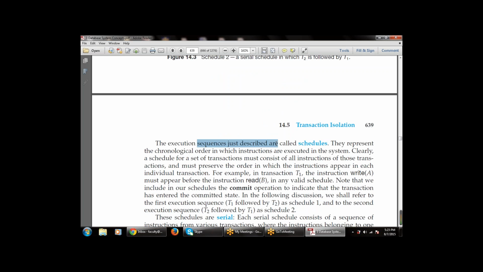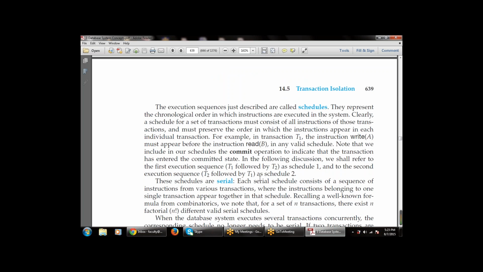The execution sequences just described are known as schedules. That means scheduling the transactions, which are carried out in a serial way. The transactions are controlled in a serial way, and that is known as a schedule. Whenever we say a schedule is serial, it consists of a sequence of instructions from various transactions, and the sequence is maintained, so that the instructions belonging to a single transaction appear together, before those of another transaction.